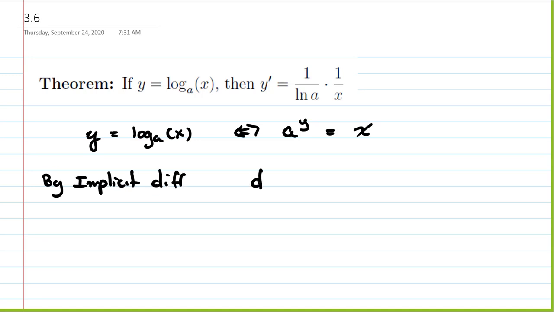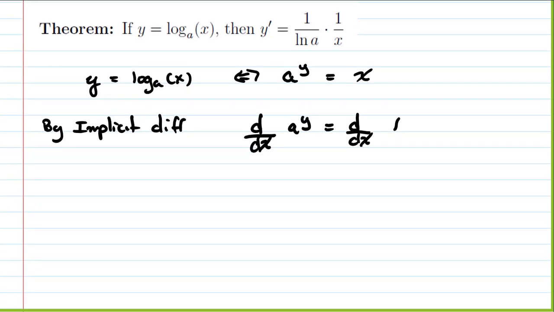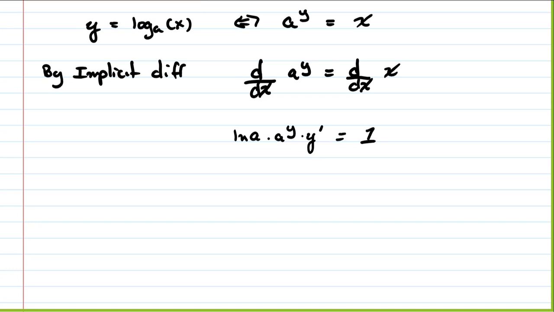we take the derivative of both sides, so d dx of a to the y is equal to d dx of x. The derivative of a to the y with respect to x is going to be the natural log of a times a to the y times y prime, which is equal to d dx of x, which is going to be 1. Then we can solve this for y prime by dividing by the natural log of a times a to the y on both sides.